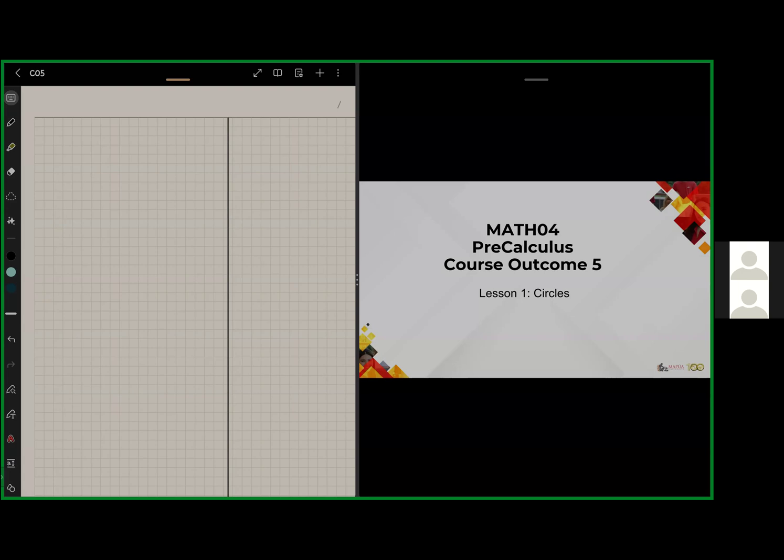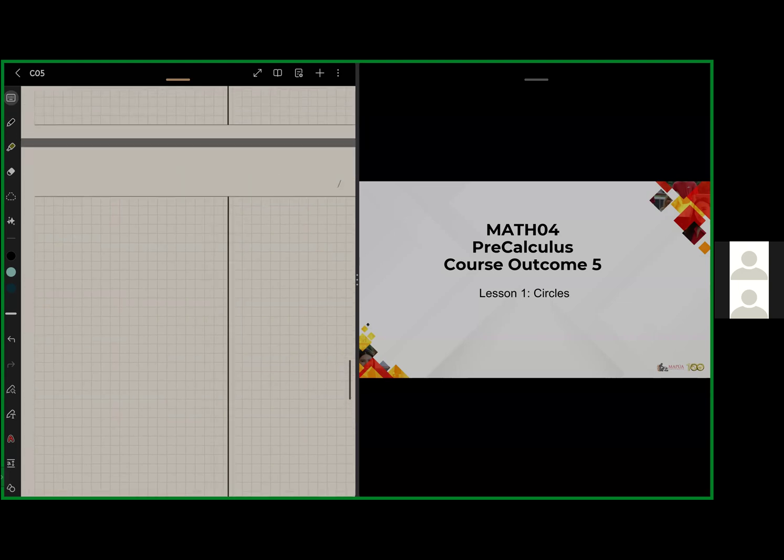I'll be discussing this lesson again since we were not able to meet yesterday due to the suspension of our classes. When we are solving conic sections like circles, parabolas, hyperbolas, and ellipses, we are simply looking for the formulas of each value that we have. So let us just have a recap.